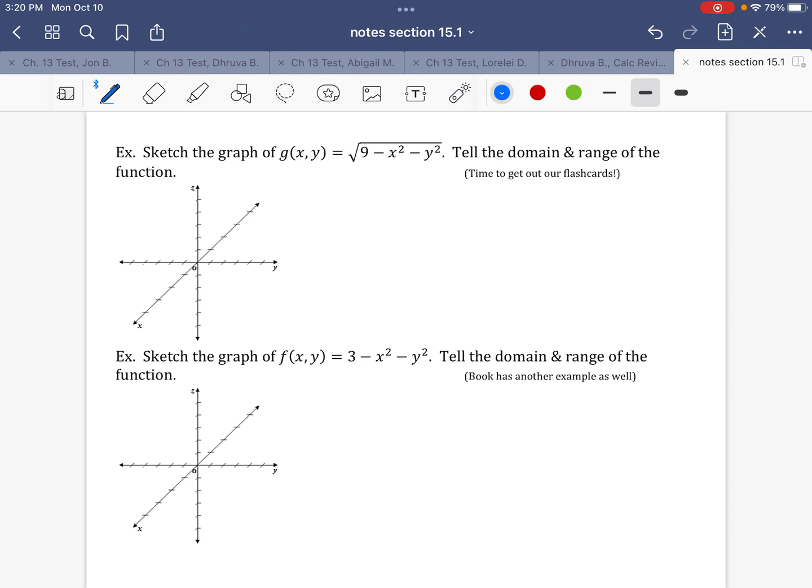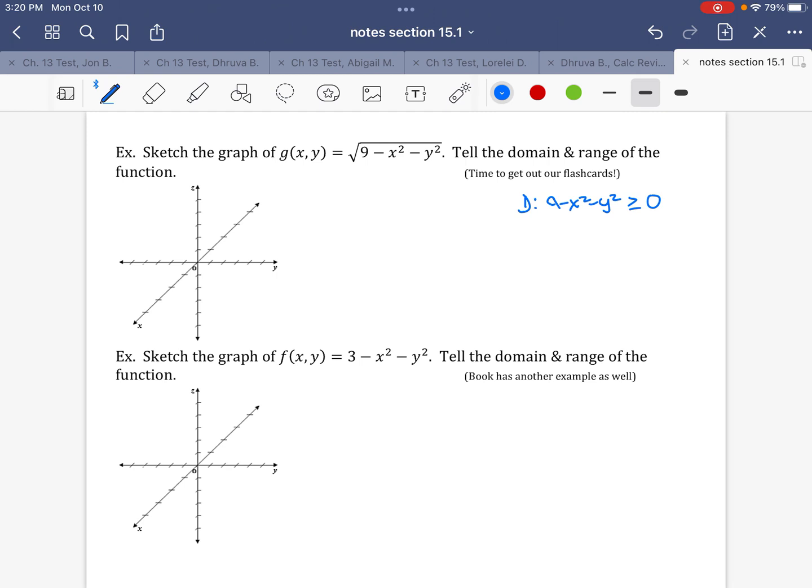Okay, so a lot of times you want to be able to sketch things and see what's going on, because we're going to have to be doing derivatives and integrals with these things. And so we're going to tell the domain and range. So let's do that. My domain here, I would want 9 minus x squared minus y squared to always stay greater than or equal to 0. And the range, let's take a look at the picture when we're done here.